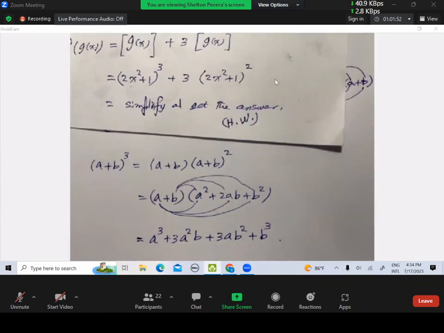Now, the note uploaded is on limits of functions. But before we do limits, I thought of going back to our XY plane and do a little bit more on straight lines. Okay, straight lines.